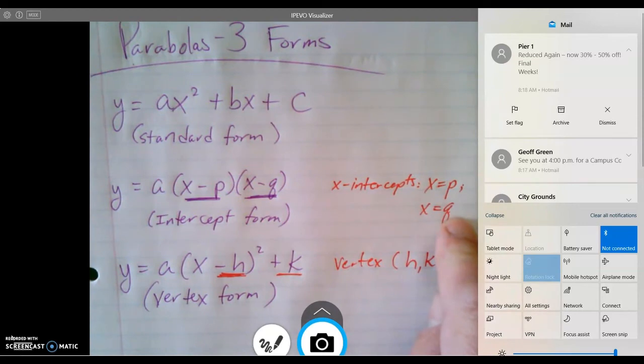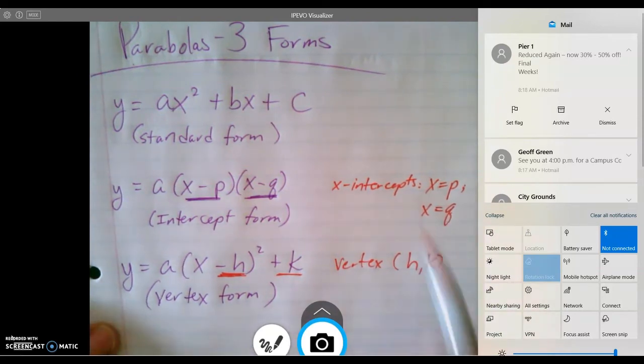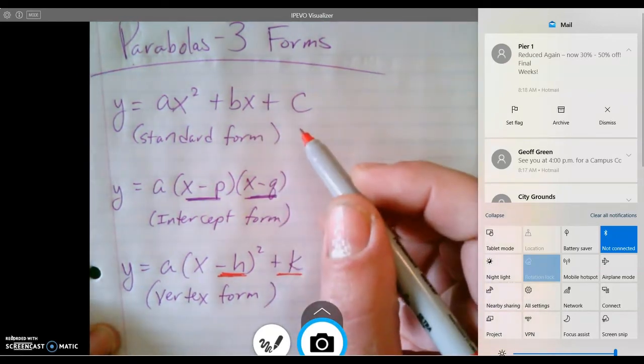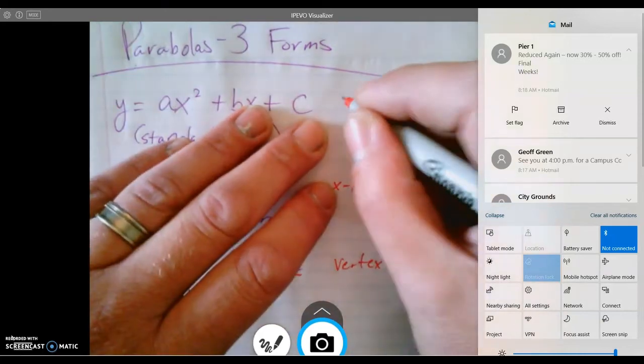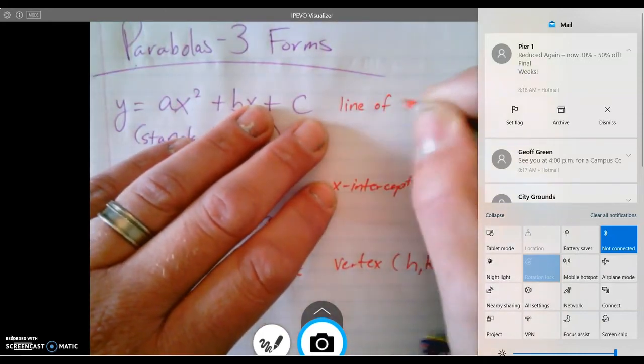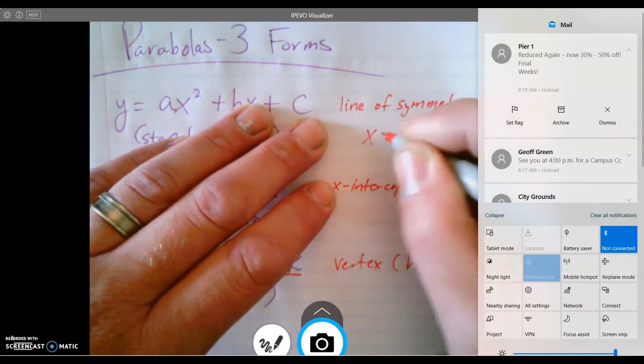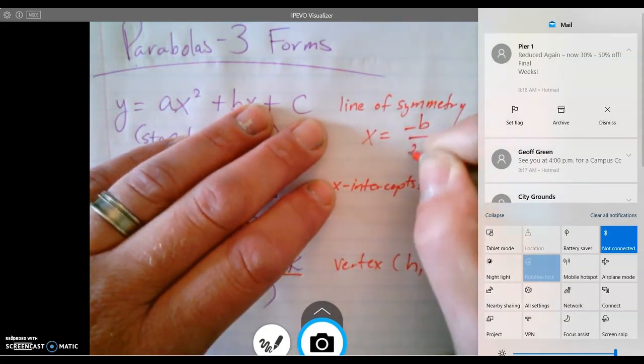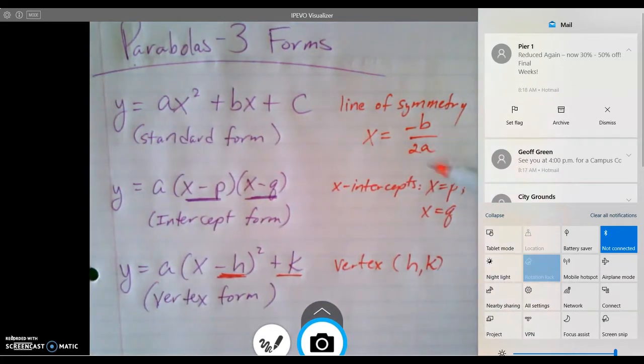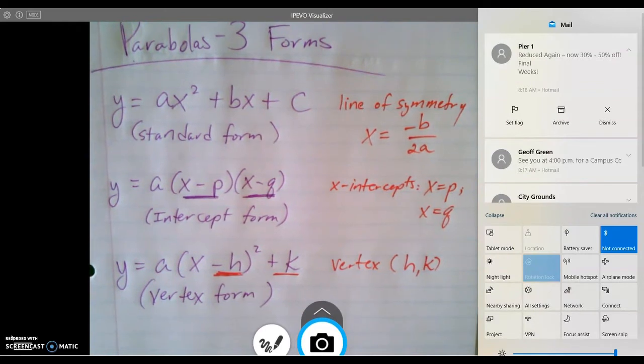We know two intercepts. Okay. In standard form, we don't know either of those. But there's a method that tells us that the line of symmetry is given by x equals negative b over 2a. Again, we'll talk about why these things are, but in a separate video. So for now, you have the three forms, and let's draw a quick picture that will help illustrate that.